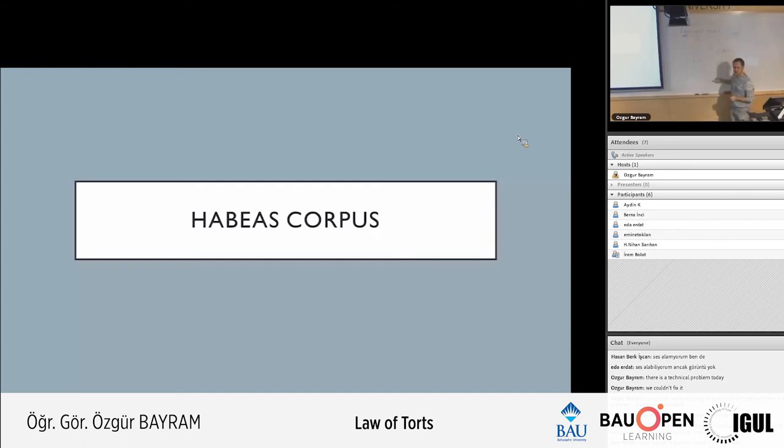And there are a few more. So it's a court piece of paper, a declaration by the judge. A writ is a notification. So what's habeas corpus? An example of a writ.